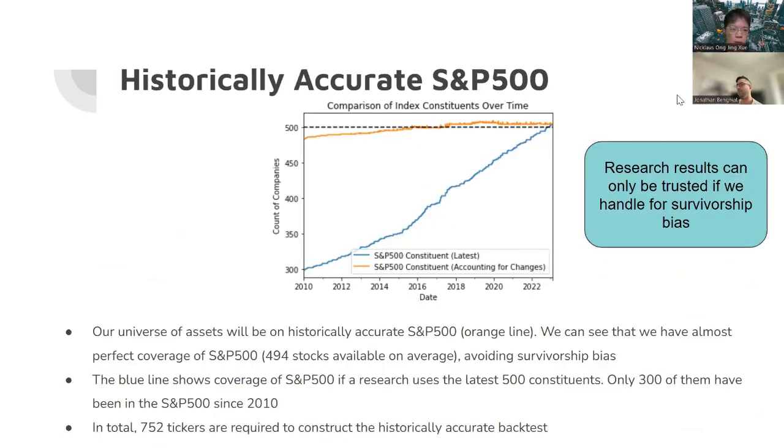This is an example of how we've constructed our historically accurate S&P 500. You can see from the top line, the orange line shows our coverage across time. From 2010 onwards, our coverage is near perfect. Our research results can thus be trusted since we have handled survivorship bias.